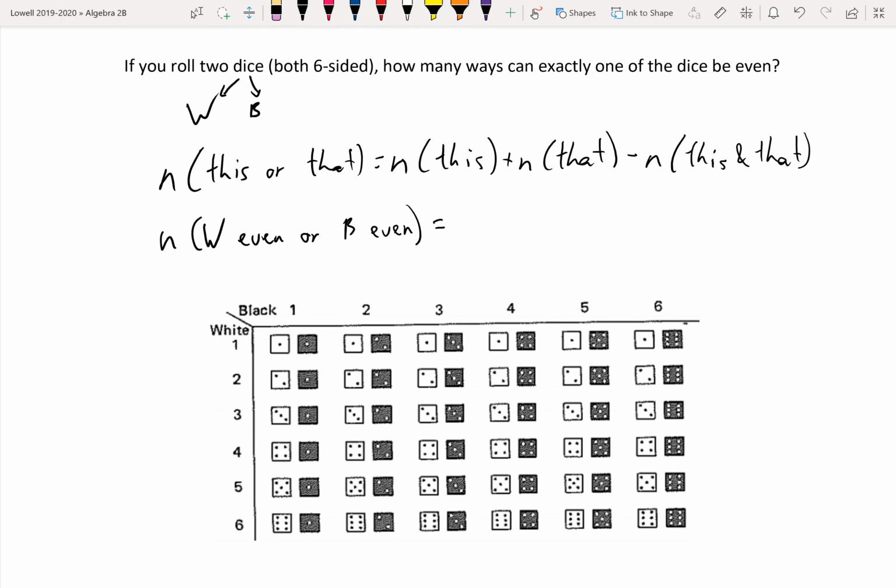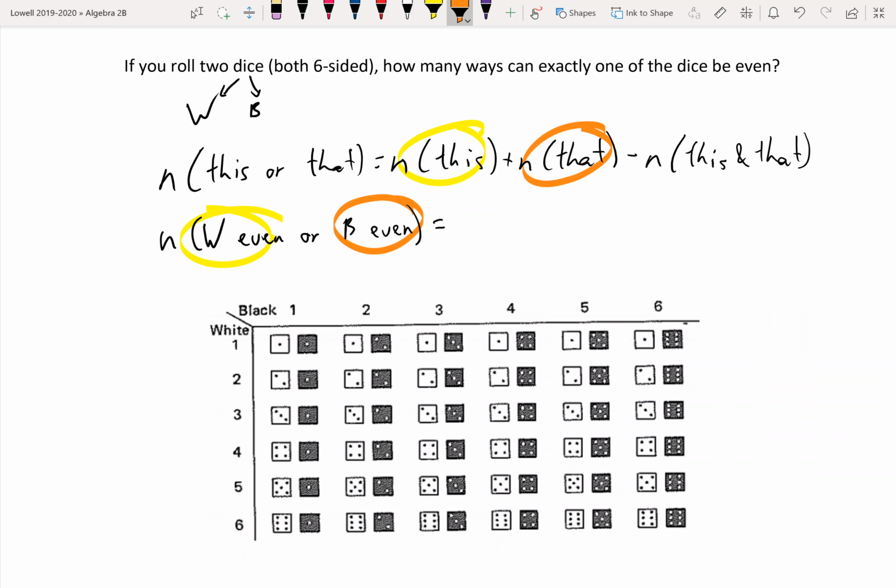And so this is what you would probably think to do: well, how many ways are there to count for the white die to come up even? That would be the first part. So I'll circle that in yellow. That'd be the first one. How many ways where the black die is even? That'd be that part. And then we need to take away the overlap.